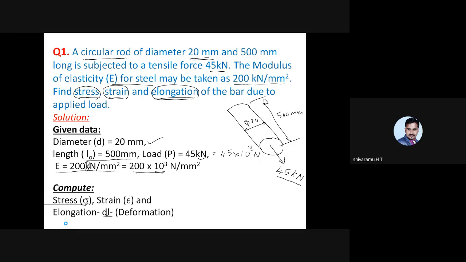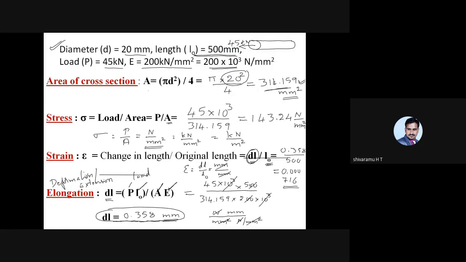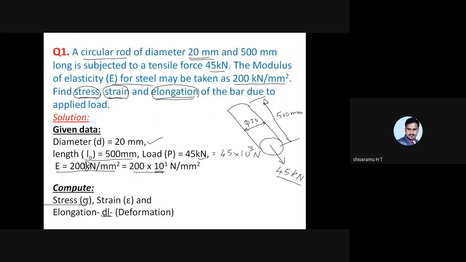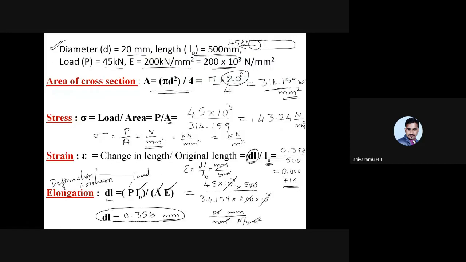For this, we initially calculated the area of the cross section. To find the area of the cross section, we need to read the question carefully, whether it is a rectangular or a square section or a circular one. In the given question it is clearly specified that it is a circular rod. So for the circular rod, the area of the cross section is pi r square, or you can take pi d square divided by 4. After substituting diameter 20 millimeter, we got area 314.159. The unit for area of cross section is millimeter square. Next we computed the stress. We know the equation: stress is equal to load divided by area.